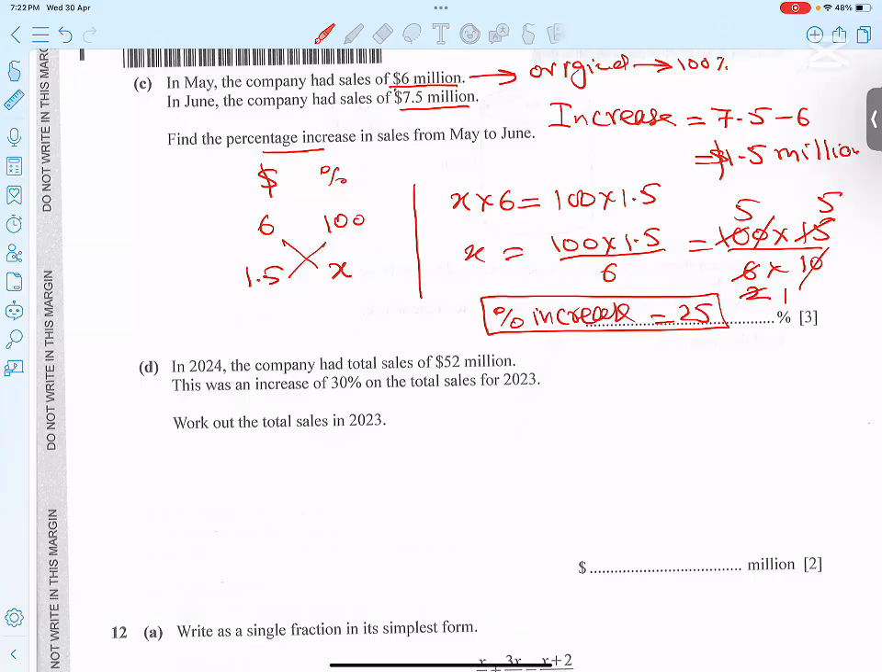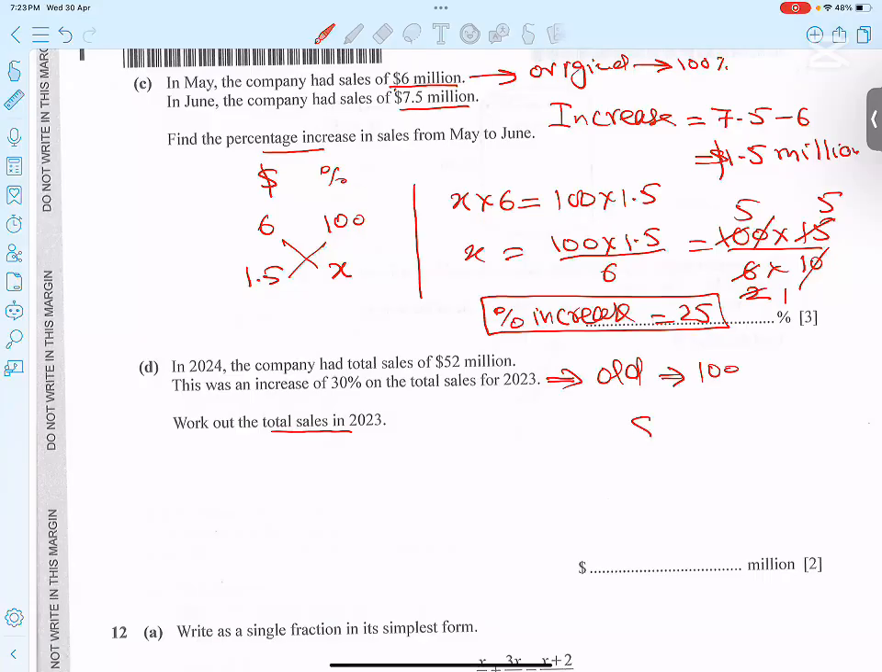A company had a total sale of 52 million in 2024, and this is an increase of 30%. I repeat, he said 2024, this 52 million is what? It is after a 30% increase from 2023. Whenever you need an old value, he's asking for the old value, 2023, so whenever old is called, it is 100.